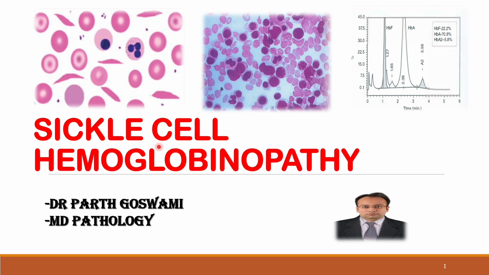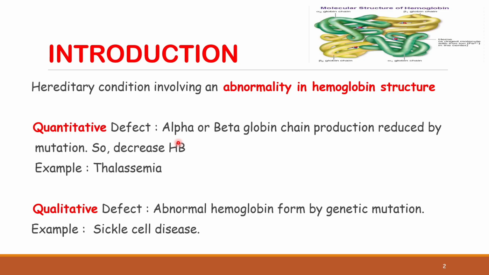A sickle cell hemoglobinopathy. So today we will discuss sickle cell anemia from the hematology chapter. This is a very important topic in hematology. So first of all, what is hemoglobinopathy? As we have discussed in our previous lecture as well, it is a hereditary condition that involves an abnormality in the hemoglobin structure. Hemoglobin structural abnormality is known as a hemoglobinopathy.